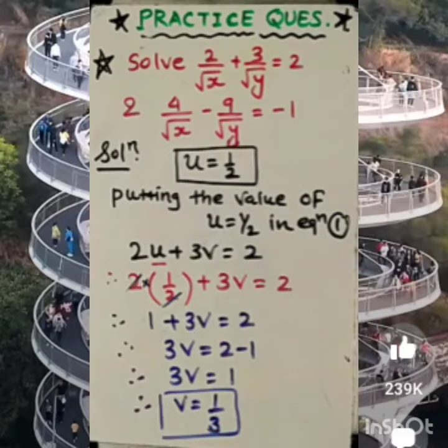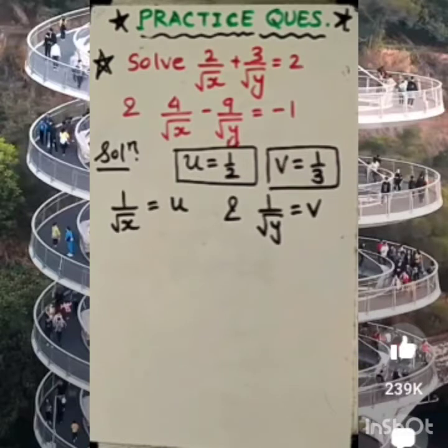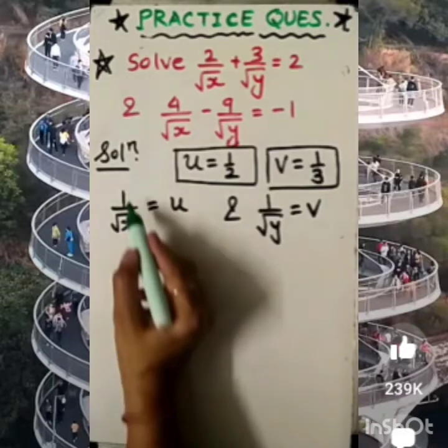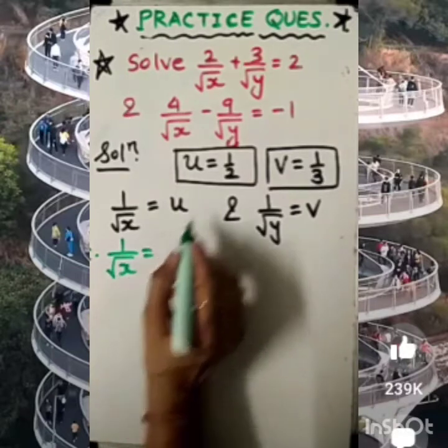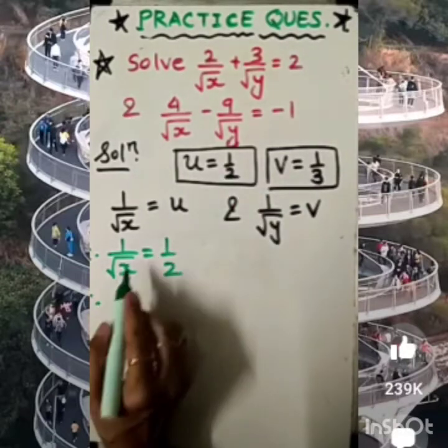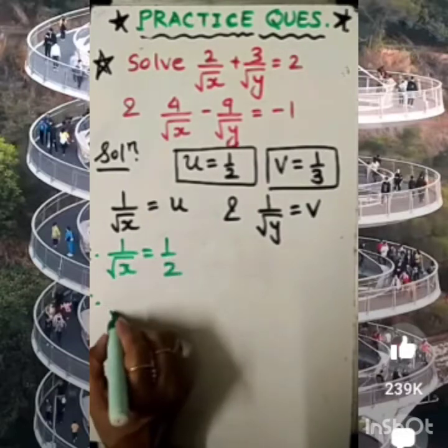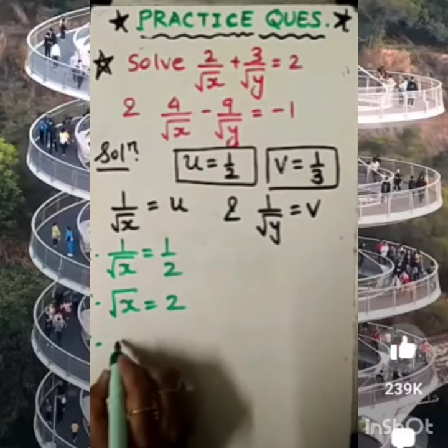But again, I am telling, this is not our final answer, as according to the question, what we have assumed, we have to put the value of u and v in that assumption. So my dear student, here u equal to 1/2 and v equal to 1/3 we get. Now, after gaining the value of u, we have assumed 1 upon root x equal to u. Now what I am going to do, I am substituting the value of u, 1/2, here. Fine. So if it is 1/2, then cross multiplication, so root x equal to 2 here. So what will be the value of x?